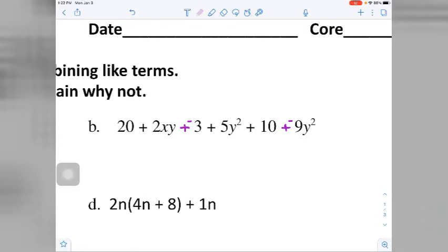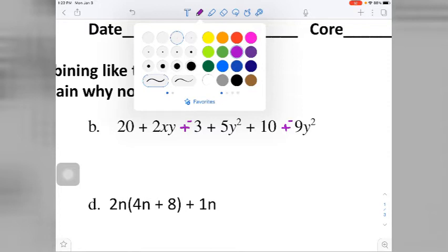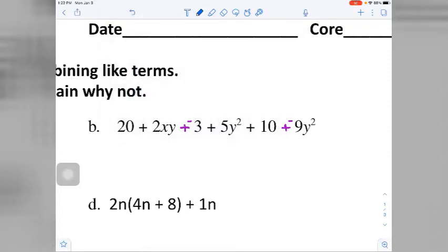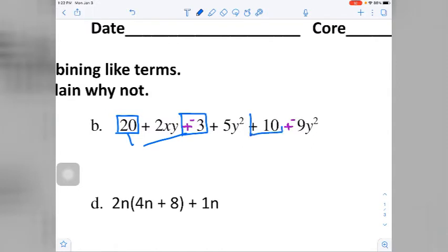So then I look for my like terms. My first term that I see here is 20. So all of my other terms that have to do with 20, I have 20 plus -3. And I know that 20 plus -3 is 17. And then I also have plus 10.